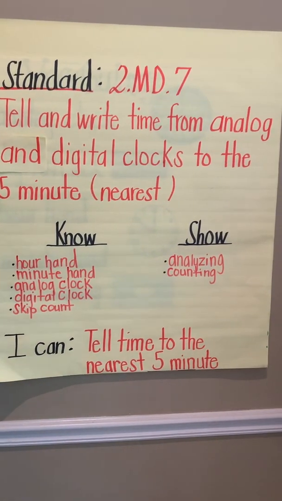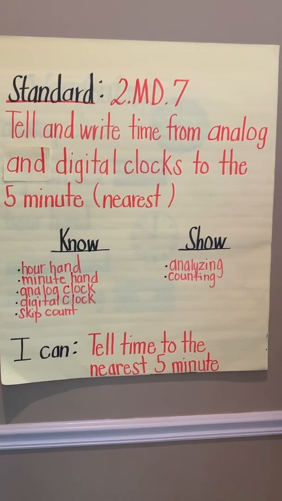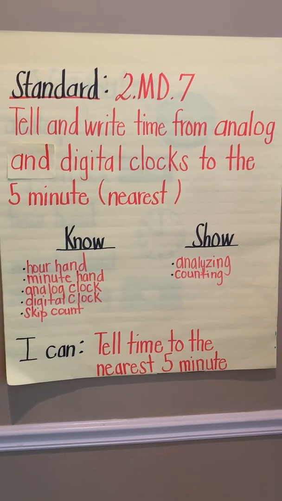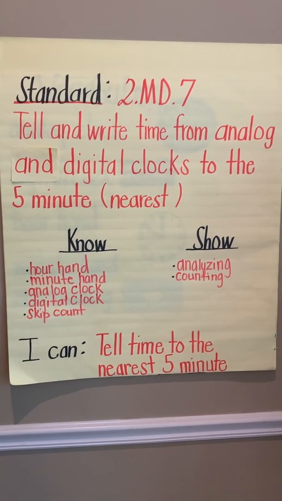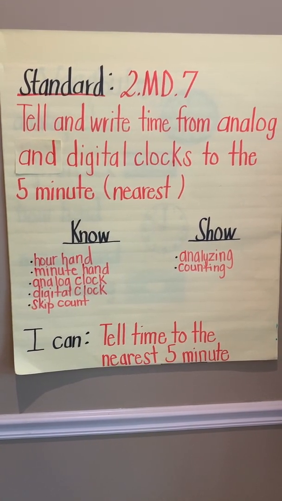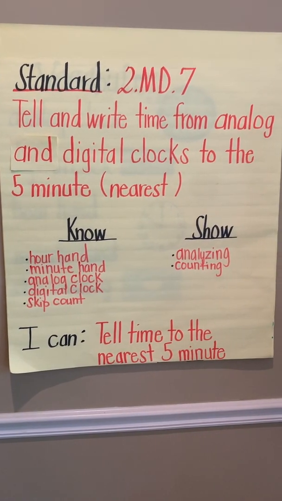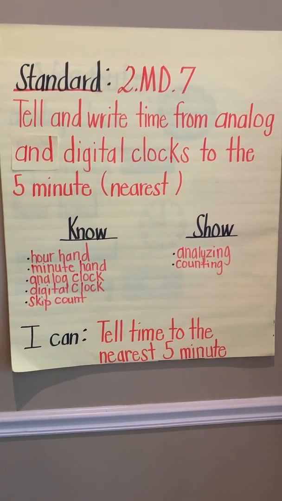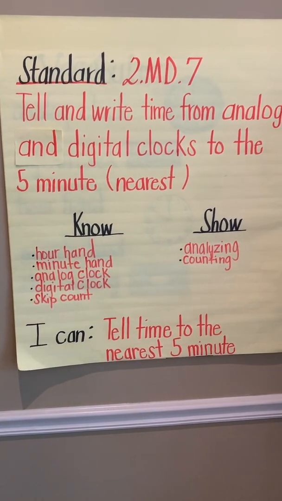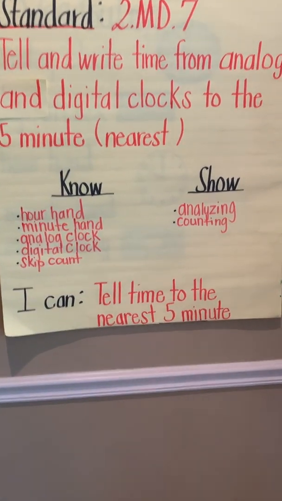Okay, first, the standard for our lesson on telling time is 2MD.7. And the standard reads, tell and write time from analog and digital clocks to the nearest 5 minutes. Okay, so our objective for this standard is I can tell time to the nearest 5 minutes. I want you to repeat the objective back to me. Let's go.